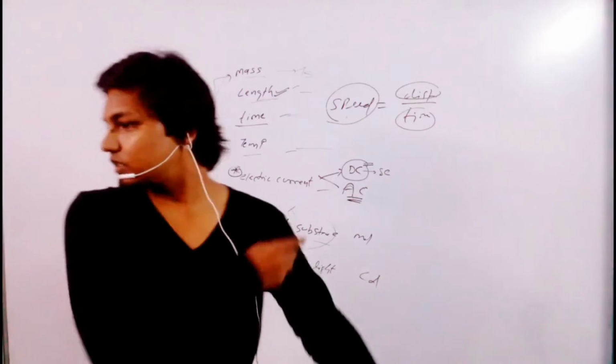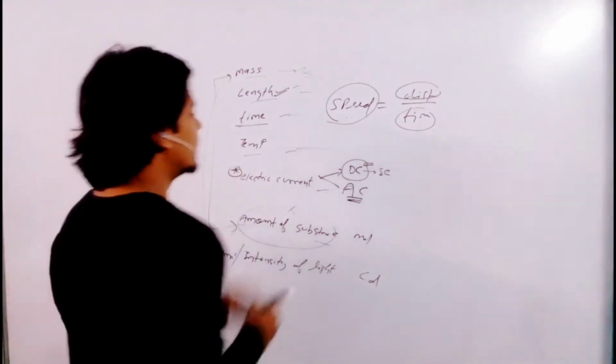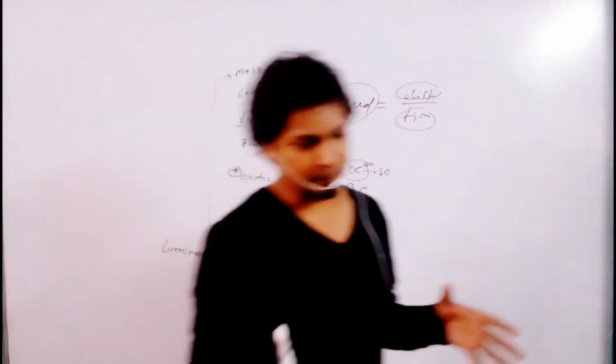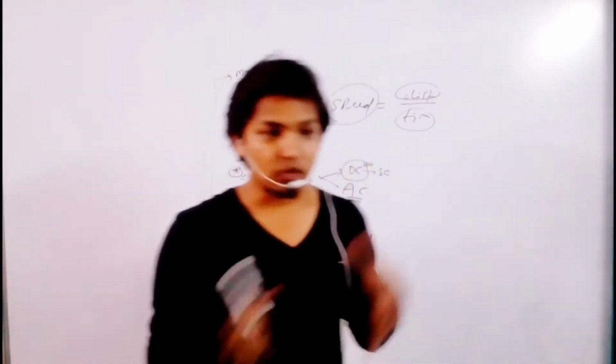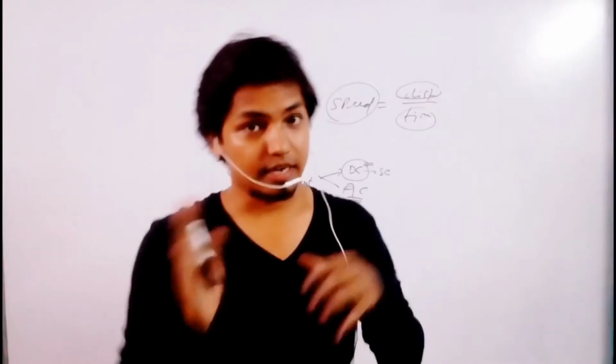Okay, where is the duster? Okay, fine, let's start. So scalar quantities are the quantities only having magnitude. Vector quantities are having magnitude as well as direction.